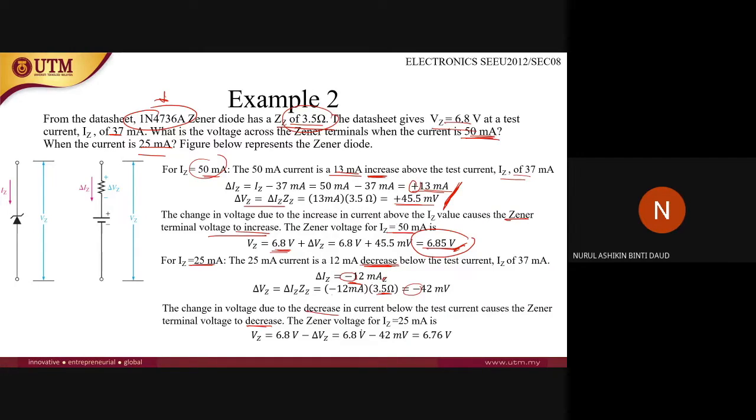So the Zener voltage for IZ of 25 milliampere is 6.8 minus the change of voltage just now, which gives you 6.76 volts. I hope this is clear to you.